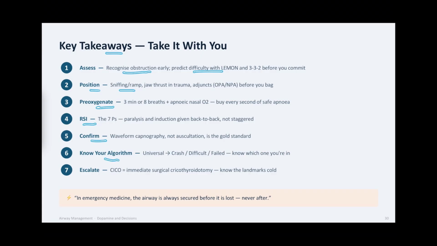And finally, know your algorithm. Know when you are dealing with a crash airway. Know when you are dealing with a difficult airway. Know when you are dealing with a failed airway. And if you encounter a true can't intubate, can't oxygenate situation, don't hesitate. Go and perform a surgical cricothyrotomy.